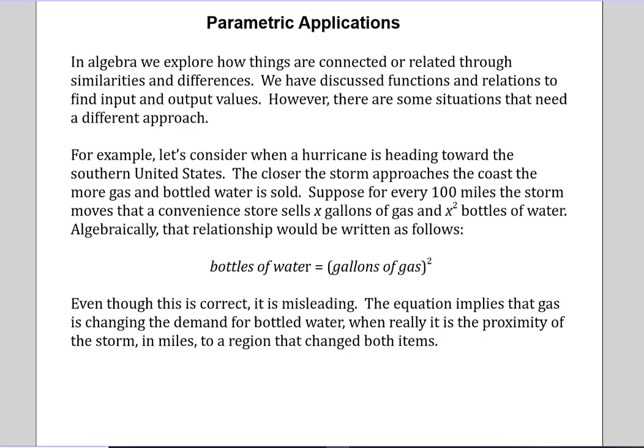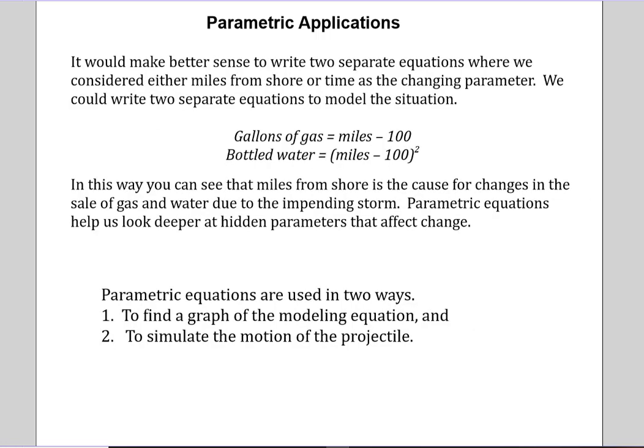Even though this is correct thinking, it's misleading. The equation implies that gas is changing the demand for bottled water, when really it is the proximity of the storm in miles to a region that changed both items. It would make better sense to write two separate equations where we considered either miles from shore or time as the changing parameter. We could write two separate equations to model the situation.